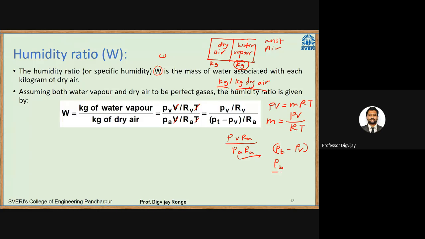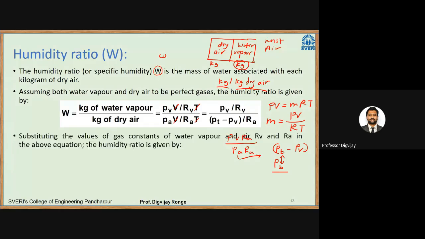PB means barometric pressure. So these two are the same. We can take total pressure or we can take barometric pressure. So it is generally written as PB minus PV. Okay. So substituting the values of gas constant of water vapor and air, RV and RA, in our equation, the humidity ratio is given by PV divided by PT minus PV into RA by RV.